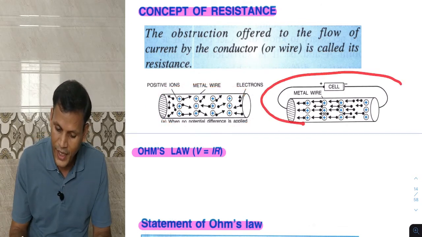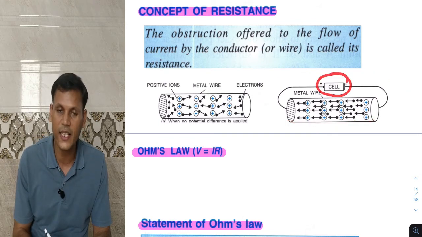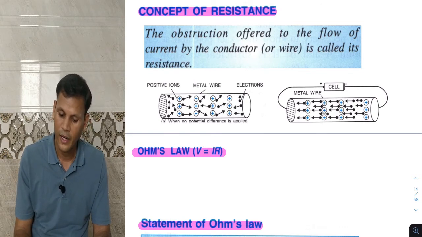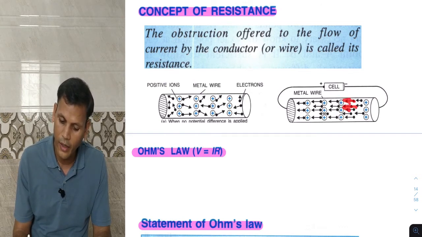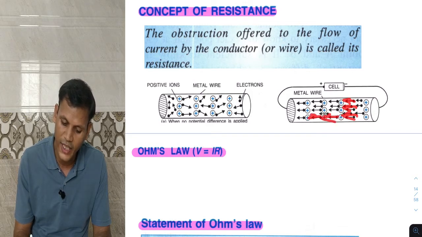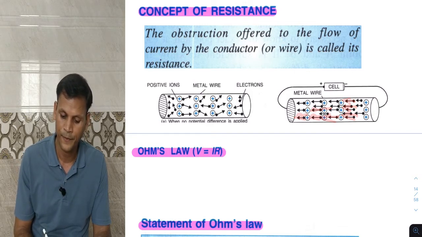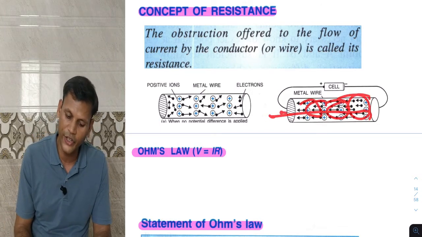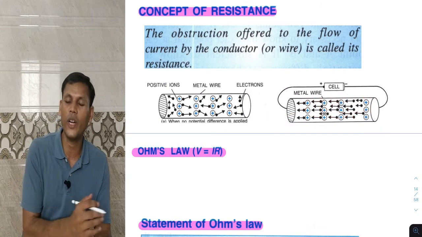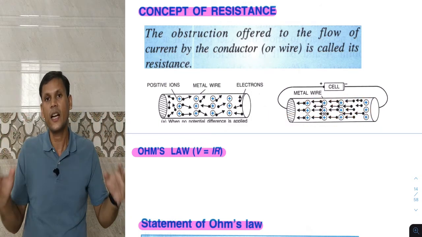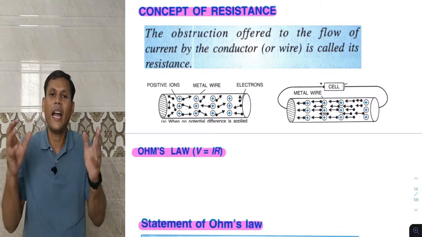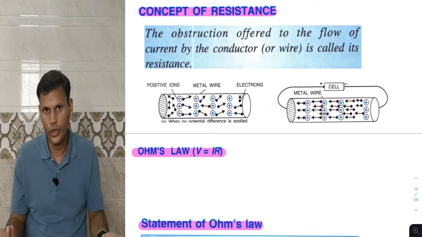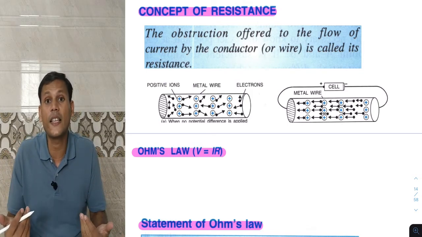Now in this diagram we can see that when we apply the cell or the battery, the electrons' motion starts in a specific direction. As every electron moves in a particular direction, they rush in that direction. So they start to collide with each other, and as they collide, they oppose each other's motion. That causes resistance.